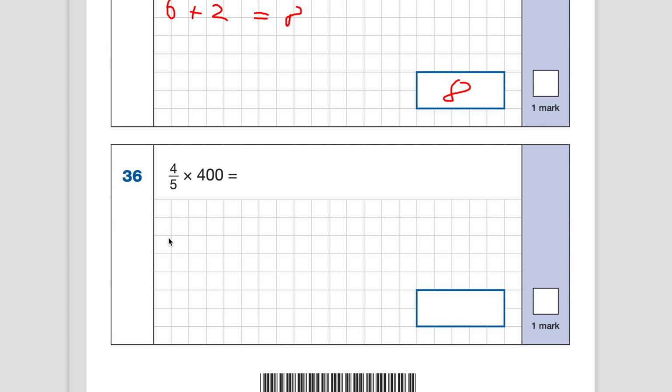So what's 1/10 of 400? It's 40. That equals 1/10. Now if I want to find 1/5, it's going to be twice as much. So 80 is the same as 1/5. Now we know that, we can multiply this by 4 and we'll get 4/5. So what's 80 multiplied by 4? 8 times 4 is 32, but we've got to put that 0 on the end because it's 10 times bigger. Our answer is 320.